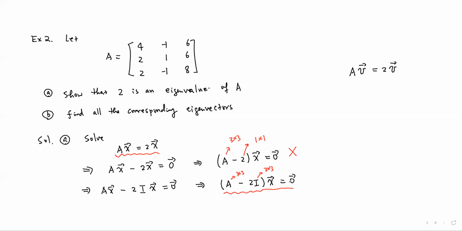Now let me solve this equation. This is a homogeneous linear system. How to solve it? Let me compute the coefficient matrix A minus 2I. So this is A, [4, negative 1, 6; 2, 1, 6; 2, negative 1, 8], minus 2 times I, the identity matrix.